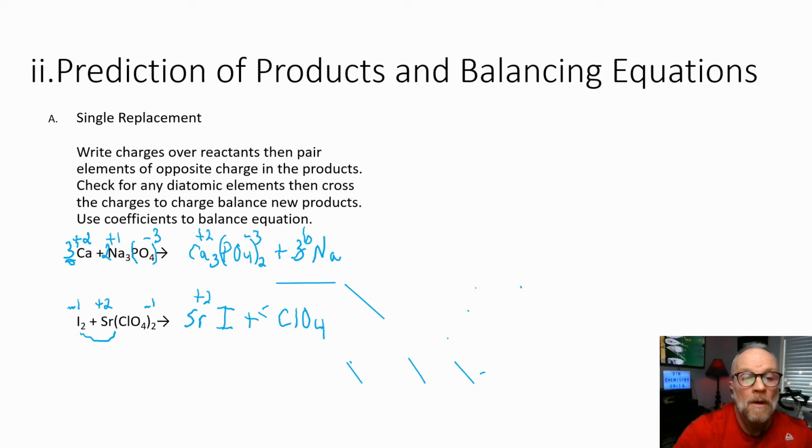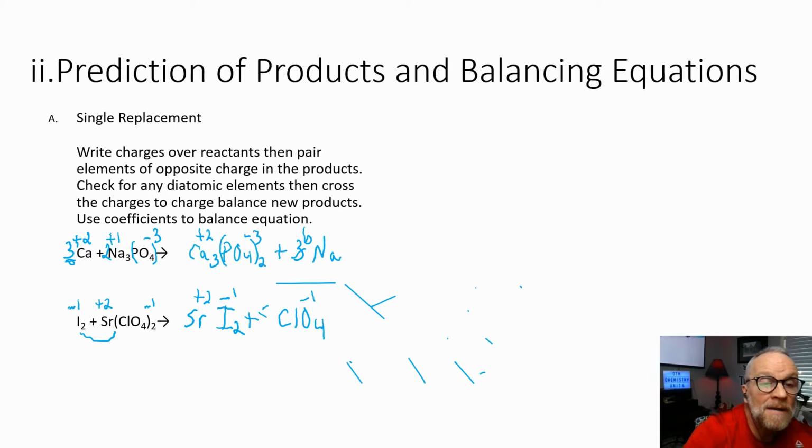Okay. So strontium is +2, iodide's -1. Of course, we've got -1 over here. And then we just crisscross the charge. We'll put a 2 down here next to the iodide, and now we have a charge balanced strontium iodide. So now we've got to go through and double check and balance.